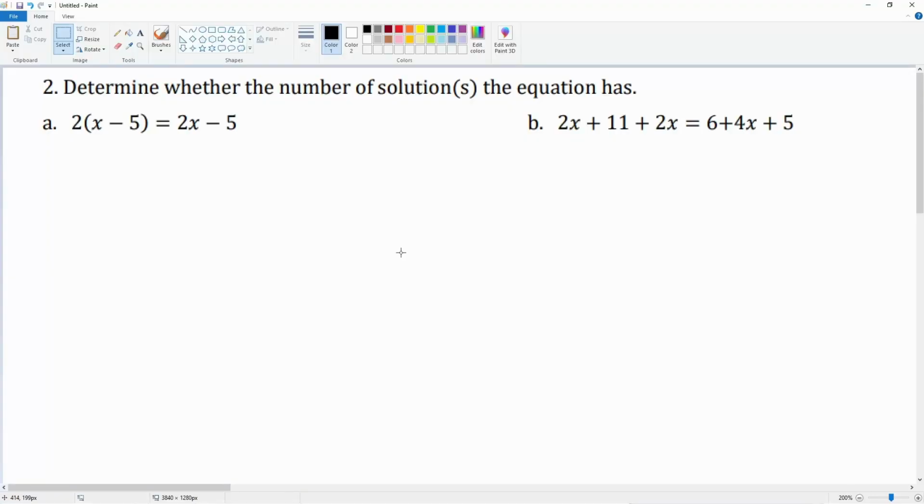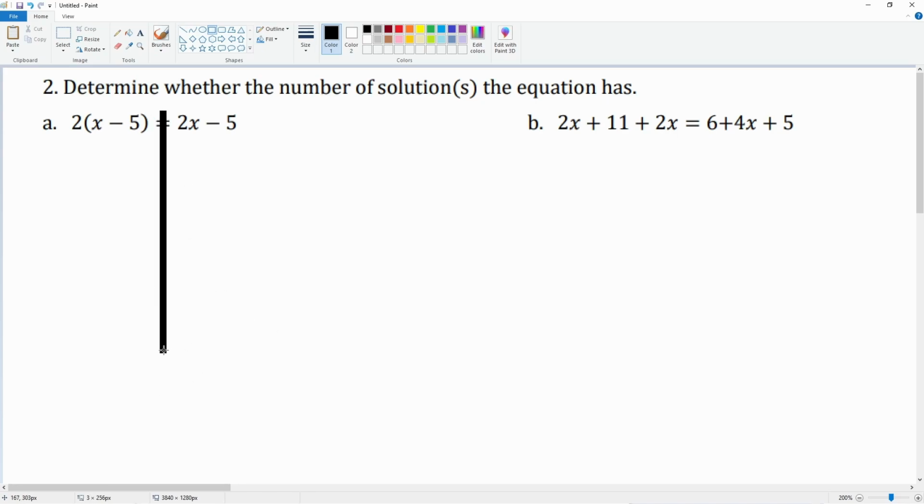Number 2 asks, determine the number of solutions that each equation has. So basically, we're going to solve and see the amount of solutions. Here, we'll start by drawing a line down the middle. Then once we have this, we can solve. So here's the line down that middle.